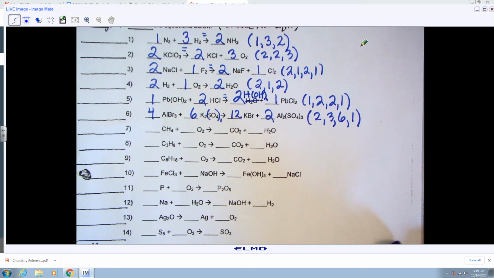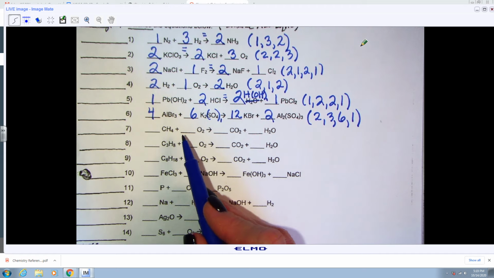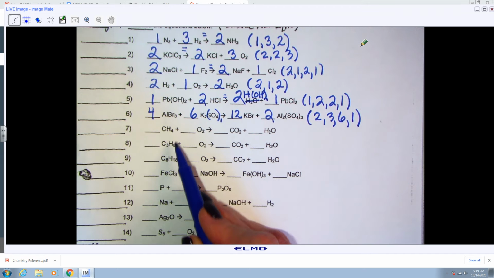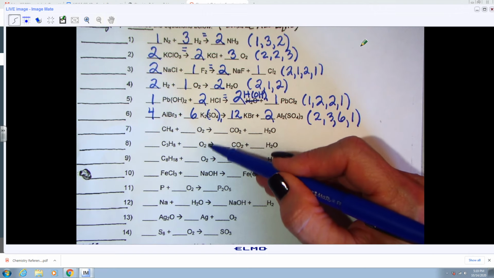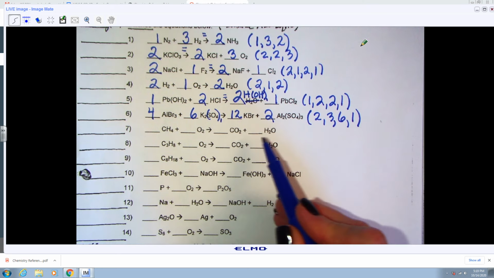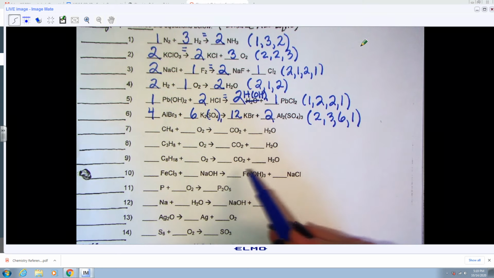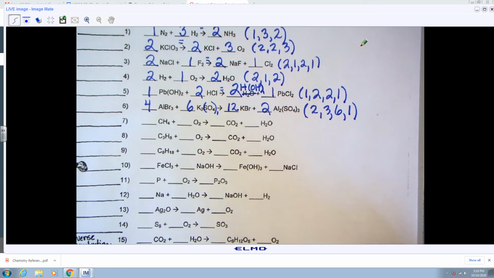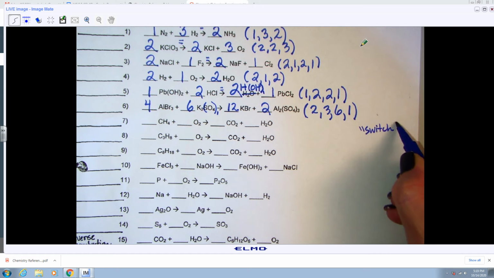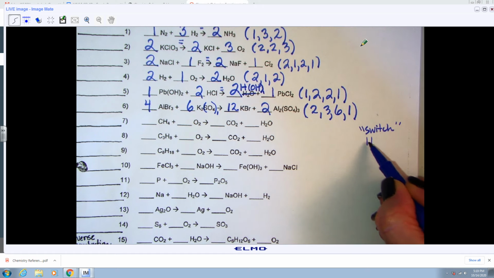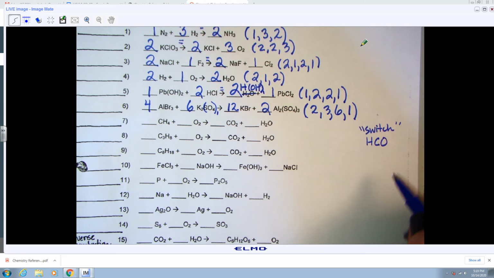Combustion reactions are easily identifiable because the reactant will have a hydrocarbon burned in the presence of oxygen, and they will always have carbon dioxide and water as the products. Now, there's a little trick to balancing combustion reactions that I shared with you in the notes. I called it the switch. And I said, remember Hollister and Company, HCO.